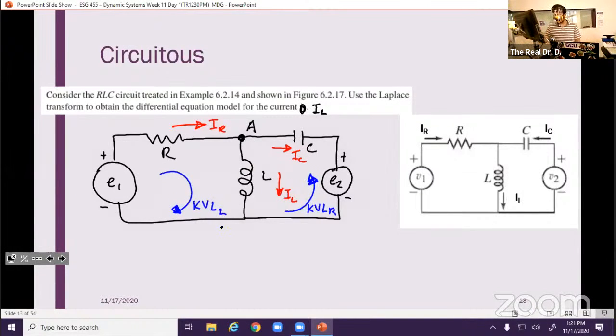Great, so we have our diagram. What's my input? Yep, E1 and E2. What about my output? What do I have as outputs here?